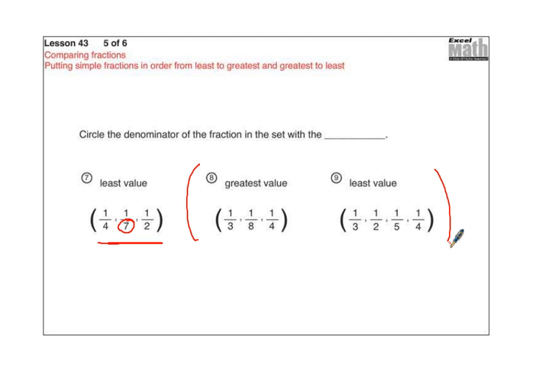The greatest value in here is going to be 1/3, because if you cut the pie into only 3 pieces, those pieces are going to be pretty big compared to if you cut them into 8 pieces, or bigger than if you cut it into 4. So you should not circle either one of these, just circle the 3. Now, which one's the least value out of all these? Well, the one that has the largest denominator, 1/5. Those are more pieces, so the pieces get smaller.